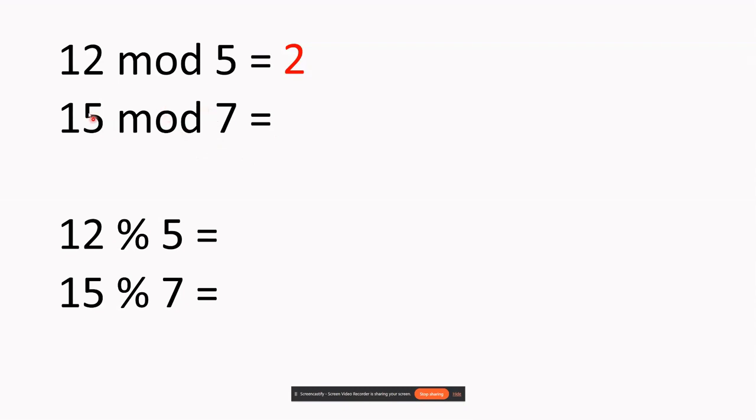21 is greater than 15, so we'll have to use 2. 7 times 2 is equal to 14. 15 minus 14 is equal to 1. So our answer is 1. Because 7 goes in there twice with a remainder of 1. The maximum number of times 5 can go into 12 is 2 times with a remainder of 2.